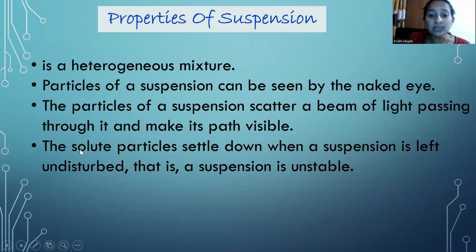Next, the solute particles settle down when a suspension is left undisturbed. You take sand and water and mix it. When you mix, the sand particles are in the water, but they do not dissolve. If you leave it slightly disturbed, the sand particles slowly settle down. So when you stir the suspension, the particles are suspended in the solvent, and when undisturbed they settle. That is why it is said that suspension is unstable. It is unstable because sometimes particles spread out, sometimes particles settle down. Since it is not always the same, it's called unstable. Shall I move ahead? So it's unstable.